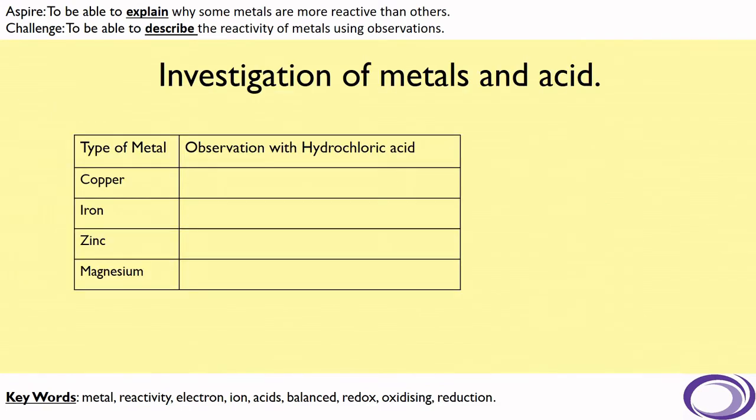Now, I'm going to insert a video of an investigation of metals and acid. In that, we will add hydrochloric acid to the four metals seen on the screen: copper, iron, zinc, and magnesium. What I'd like you to do is note down any observations that you make for those reactions.